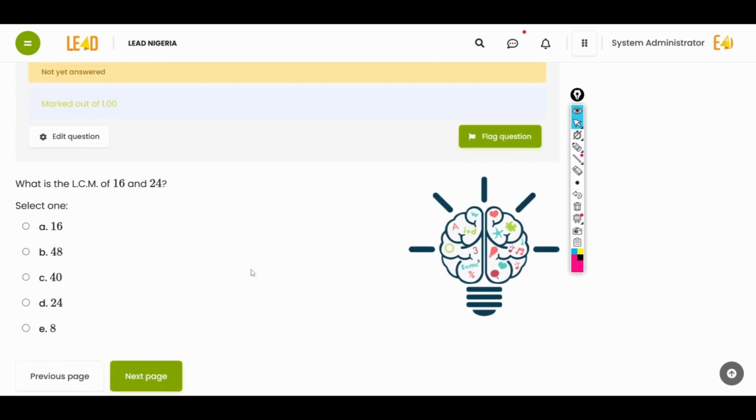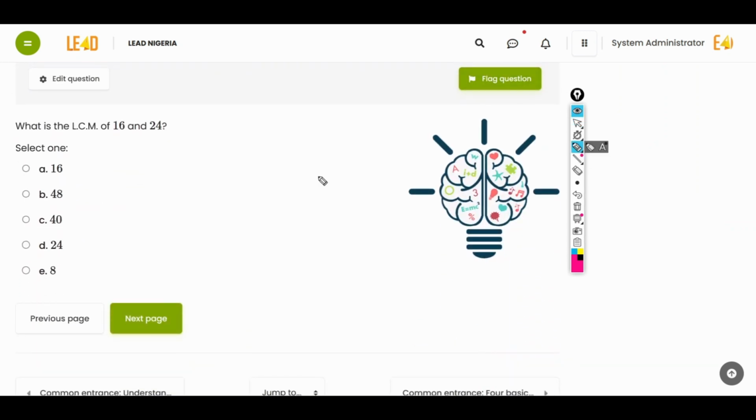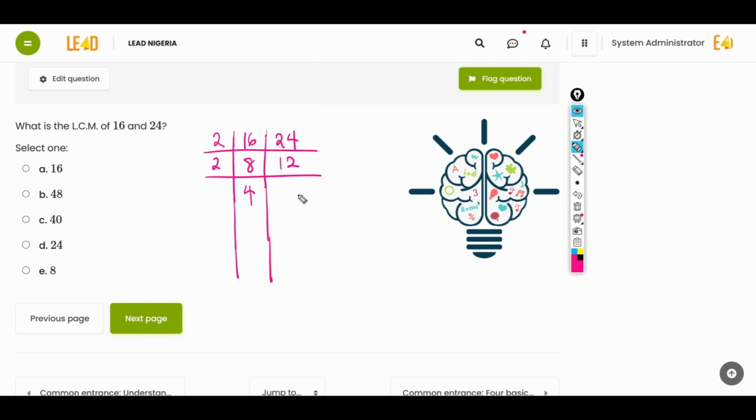All right, so question 80 is, what is the LCM of 16 and 24? Okay, so we're going to be dividing all the way until everything becomes 1 at the bottom. So 2 in 16 gives you 8, 2 in 24 gives you 12. We can work with 2 again. 2 in 8 gives you 4, 2 in 12 gives you 6. 2 again: 2 in 4 gives you 2, 2 in 6 gives you 3. 2 again, 1, 3, and finally 3 we have 1, 1.